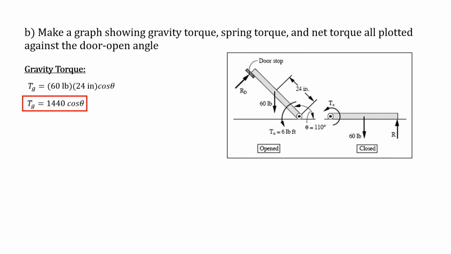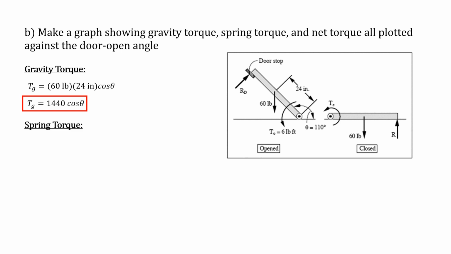And the reason that we're not subbing in 110 degrees here is because if you sub in 110 degrees, all you're going to do is find a value for your torque at 110 degrees. But what we want is an equation in terms of theta so that we can actually plot it along all of the different degrees between 0 and 110.